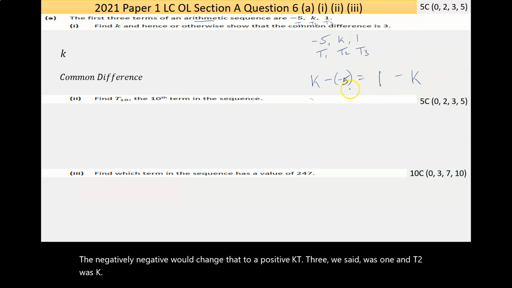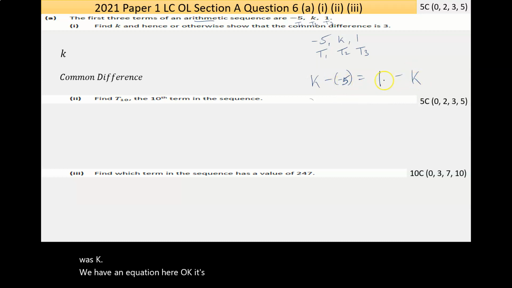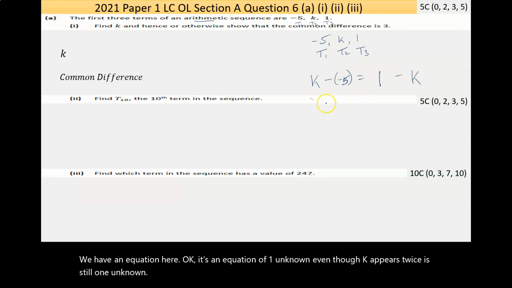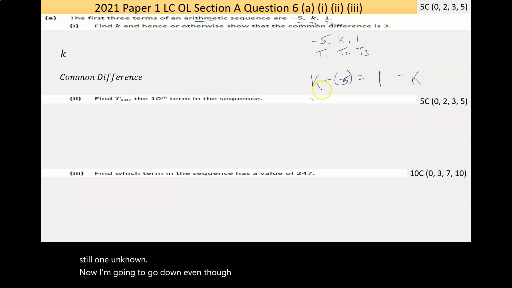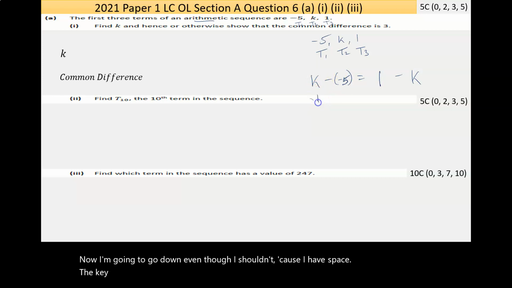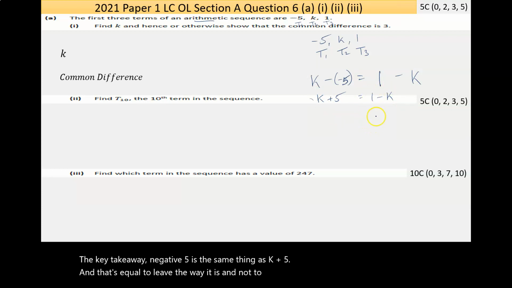Now we have an equation here, an equation of one unknown. Even though k appears twice, it's still one unknown. Now k, take away -5 is the same thing as k plus 5. And that's equal to, leave the way it is, I'm not doing anything to the right-hand side, 1 minus k.